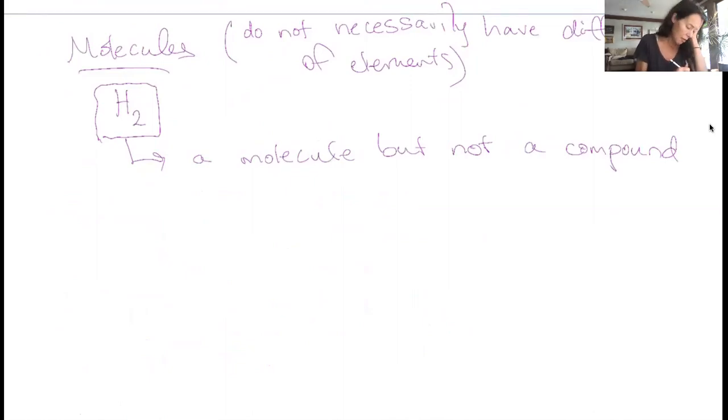Now, some molecules have allotropes, and I think the easiest way to tell you what an allotrope is is to give you an example. We could have carbon. Carbon can come in 3 different forms. It can be graphite.